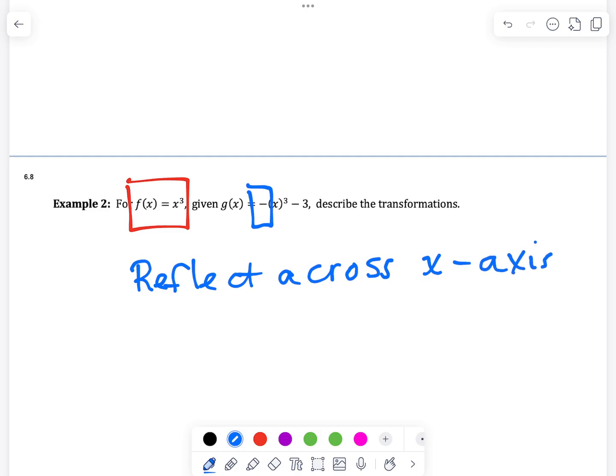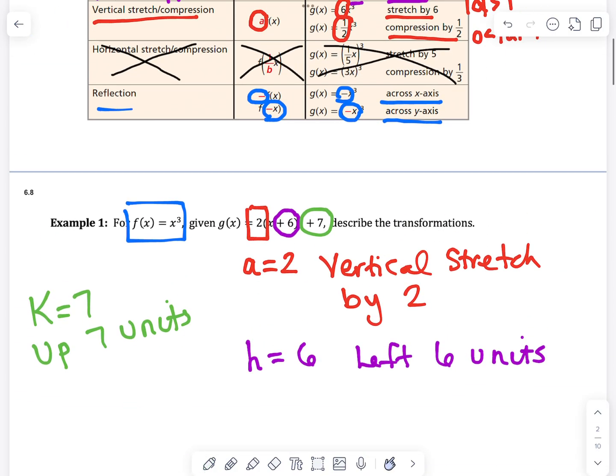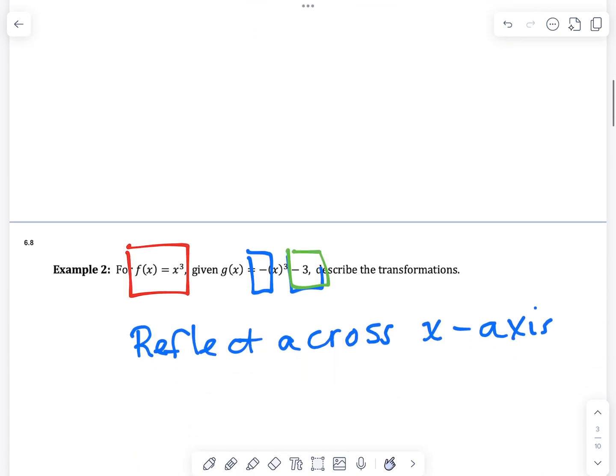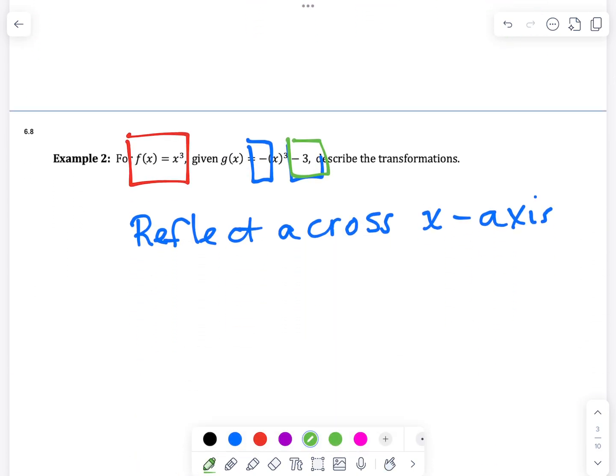Then we have a minus 3 outside the function. That's our k. So if we go up to our table, that is a minus k, so it's going to move it down 3 units.